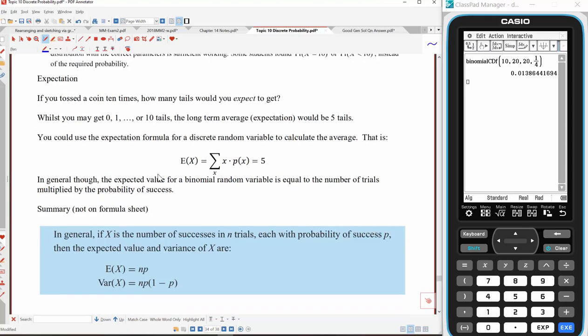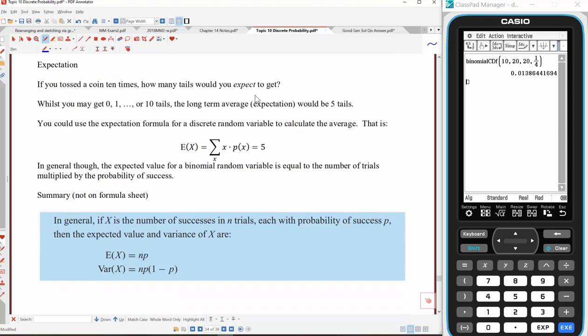All right, expected value. So if you toss a coin 10 times, how many tails would you expect to get? I hope you say that on the law of averages, I would get 5. Now, we might have an unusual situation where I toss a coin 10 times and I get 10 tails, or I get 0. But if I gave each of you $100 and asked what you would bet will happen, I hope all of you would say that the answer is 5.